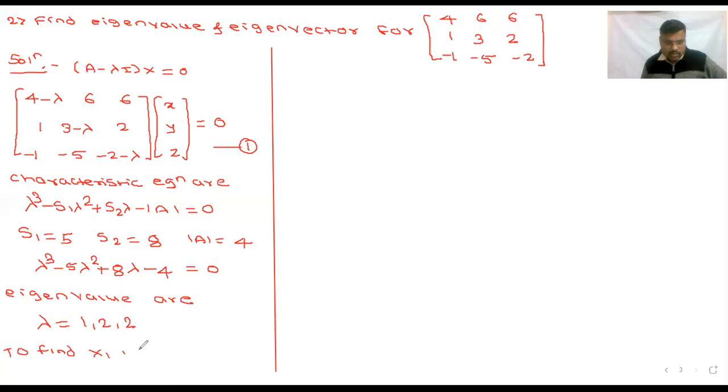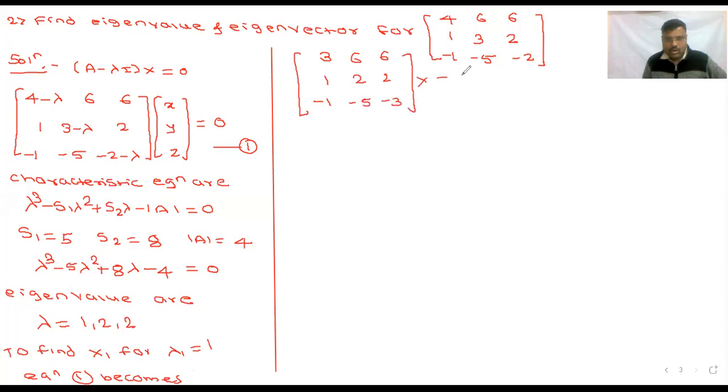So now to find x1 for lambda 1 equal to 1. So equation 1 becomes 4 minus 1, 3, 6, 6, 1, 2 2, minus 1, minus 5, minus 3. On observing, your first two equations are same because of 3, 6, 6. Am I right? So what is common? We can take 3 common out. We got 1, 2, 2.